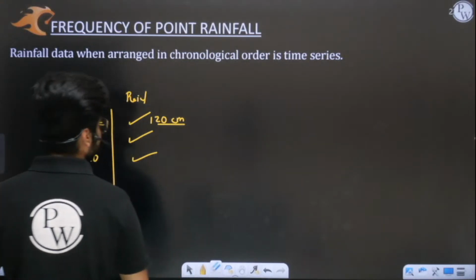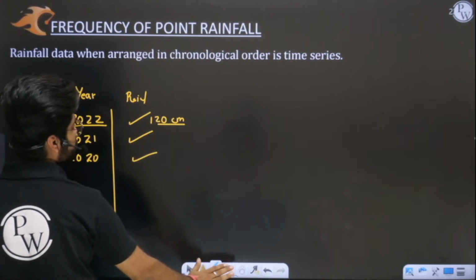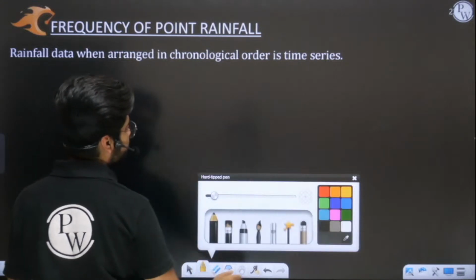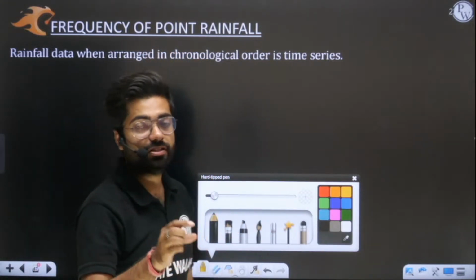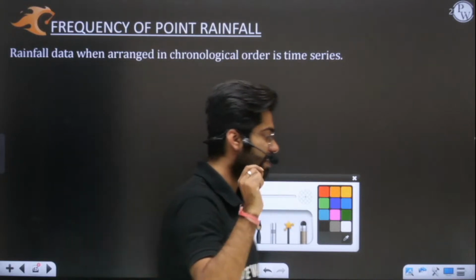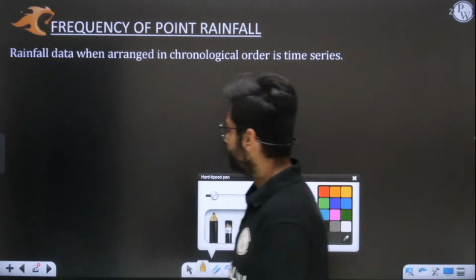And one more thing: what is the meaning of point rainfall here? I hope this data part is clear to you. When this data is plotted in sequence in chronological order, it is known as a time series. Everyone kindly comment, this data is known as what? Everyone kindly comment, then I will proceed.